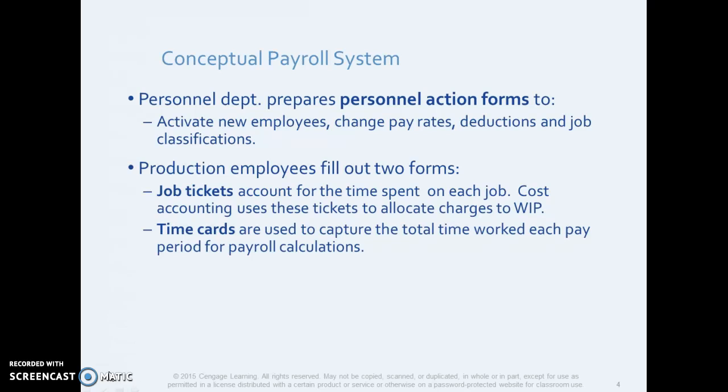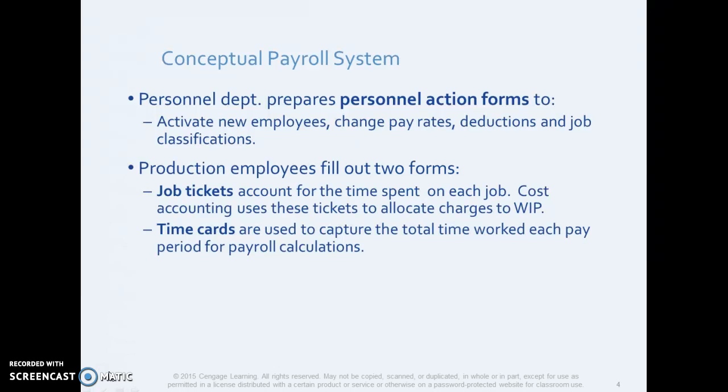So cost accounting uses these tickets to allocate charges to work in process. As we learned probably in ACC 101 managerial accounting, we know that when you're manufacturing and working on inventory, that is going into the cost of the inventory, right? So this is how this is done, through job tickets.